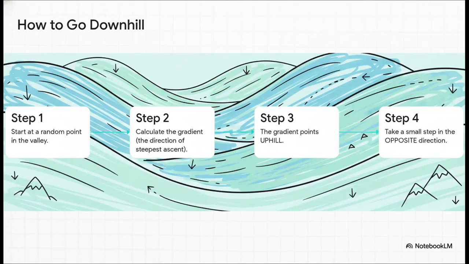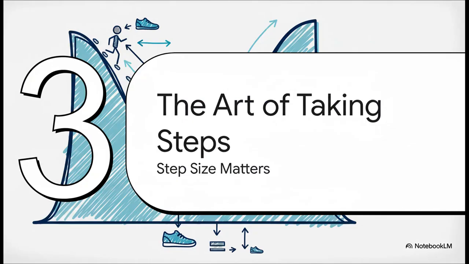And this is the big aha moment of the whole process. If our compass, the gradient, is pointing straight up the hill, what's the most logical way to go down? You just turn 180 degrees and take a step in the exact opposite direction. It's that simple. We figure out which way is up, and we take a step down. So we've got our direction figured out. The next obvious question is, okay, but how big of a step should we take? Because it turns out the size of our step is just as critical as the direction we're heading.